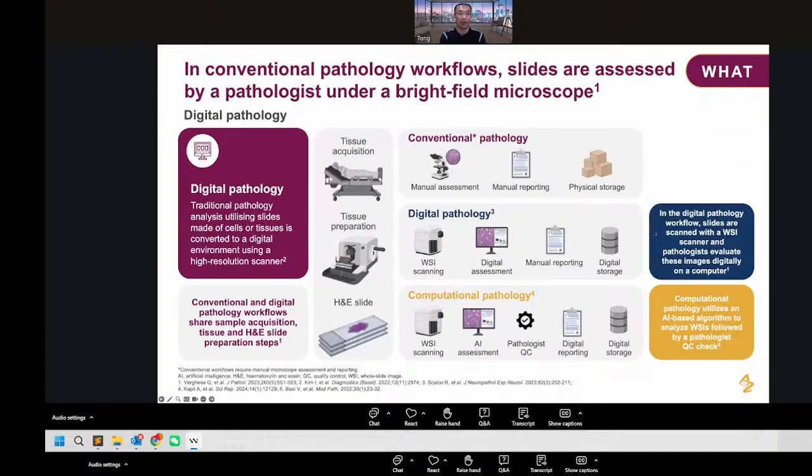The pathology, no matter whether it's conventional or digital pathology, you see from the left side the tissue acquisition and preparation and the H&E slides, those are the same, right? No matter whether you're using conventional pathology or digital pathology, it's the same procedure they have to follow.